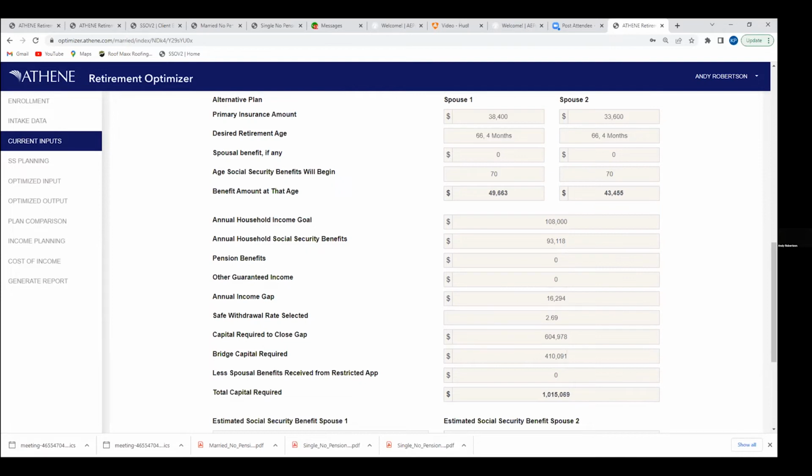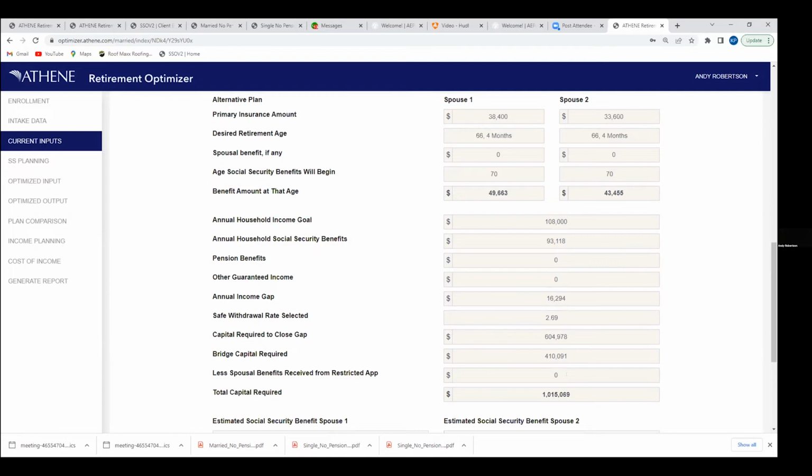Bridge period begins when the first spouse retires and ends when the second spouse takes benefits. They would need to use $410,091 of their capital, add that to what we know they need to close that inflation-adjusted income gap. And now you'll remember some of this from the class, but they need just over $1 million. So they don't need $1.5 million. And how do we get there?